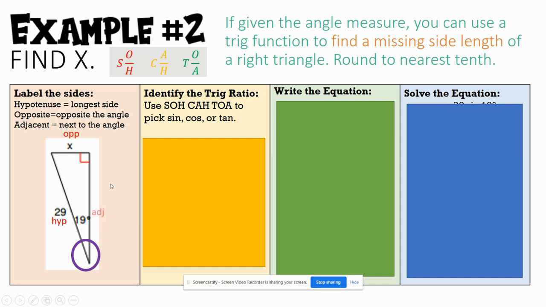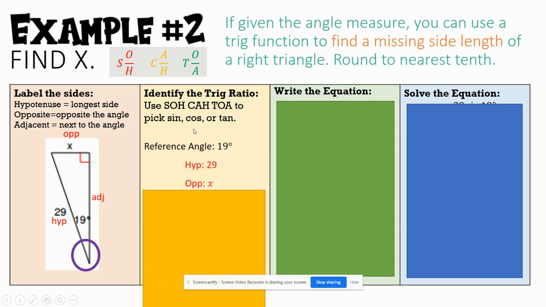So I've got to narrow it down. I know the hypotenuse and I want to find the opposite. What trig ratio uses the hypotenuse and the opposite side? So what trig ratio uses O and H? If you said sine, you are correct. So when we set up our equation, we're going to be using sine.